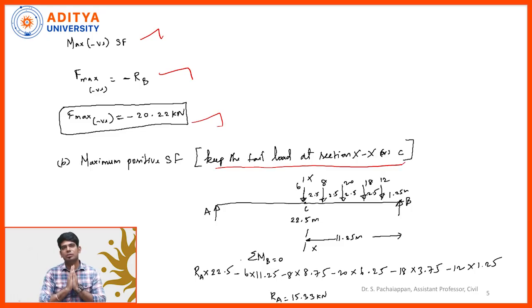For negative shear force, we need to keep the head of the load in the XX section. For positive shear force, we need to keep the tail of the load in the XX section. Here I am calculating the RA value and taking moment at B equal to 0.